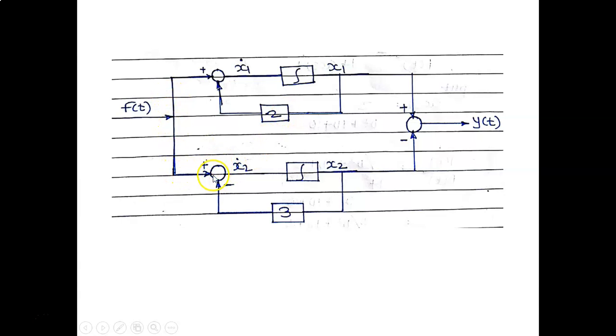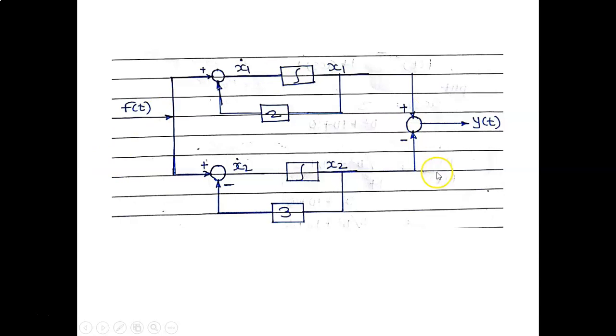signal f(t) is fed to this summing point, x2 dot, and its integration is x2. Again the same is fed to the summing point from which the output is y(t). The signal of x2 is negative. Now we know that x2 dot is equal to f(t) minus 3x2. Therefore, from x2 we take the signal and put one block having value 3, and its signal is negative. Therefore, we get x2 dot as f(t) minus 3x2.